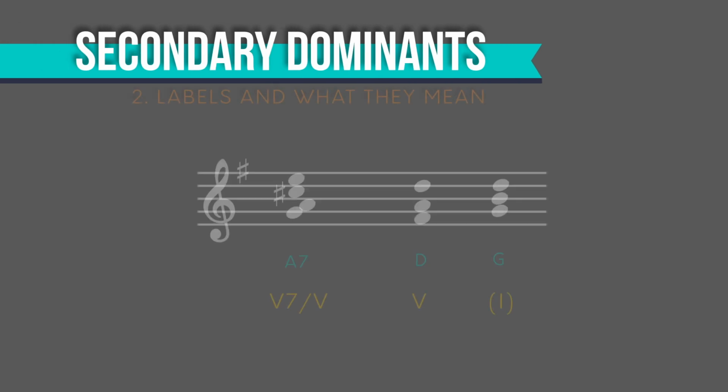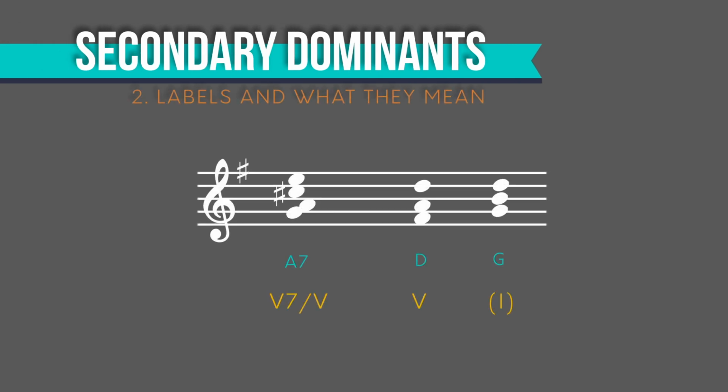We would label it like this, because it's the 5 of the 5. Why not just call it a major 2? Because this chord is playing a very specific function. We are borrowing a chord from the key of D, so to speak. This particular label gives us 3 pieces of information. 1, which dominant chord is being used. 2, the key that we're borrowing from and its relationship to the tonic. And 3, the chord it resolves to.